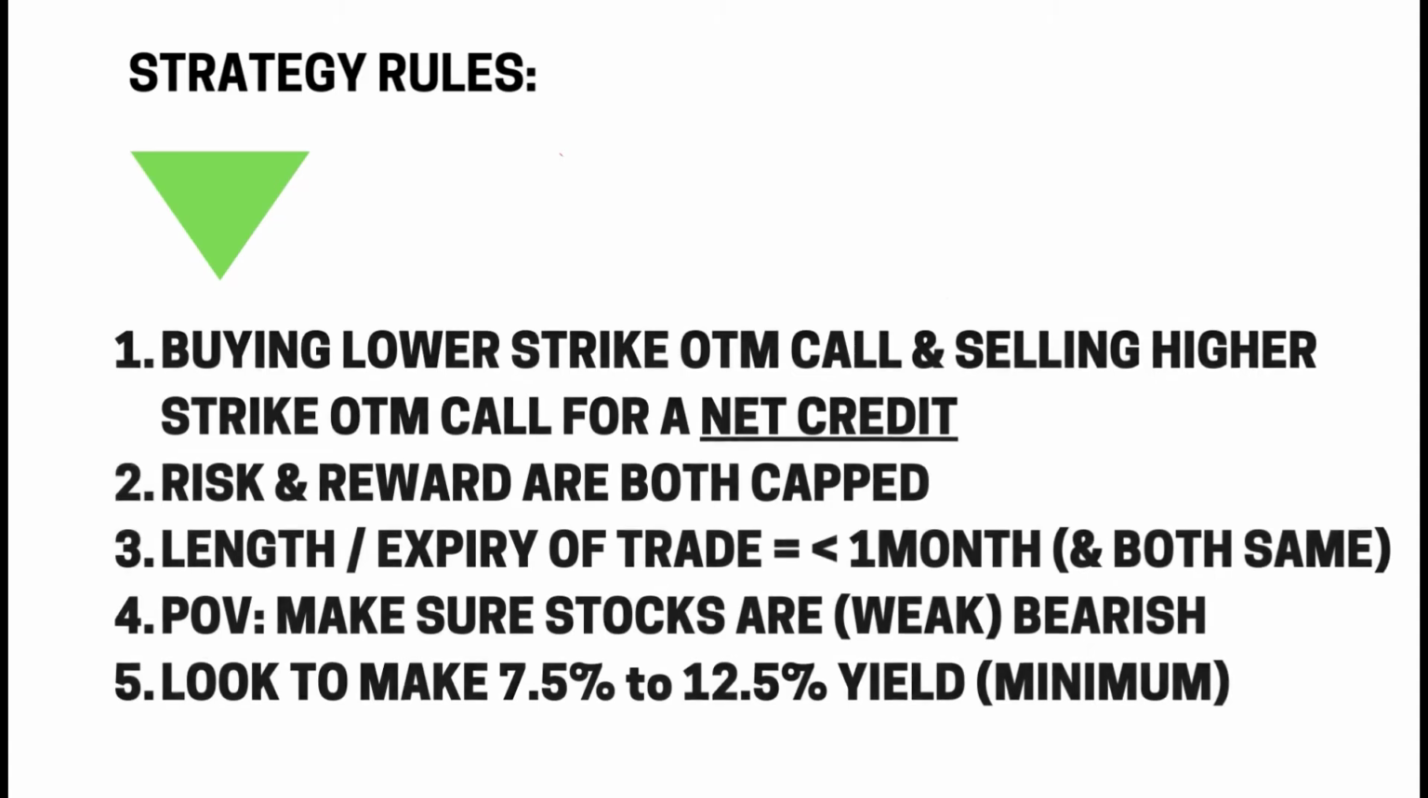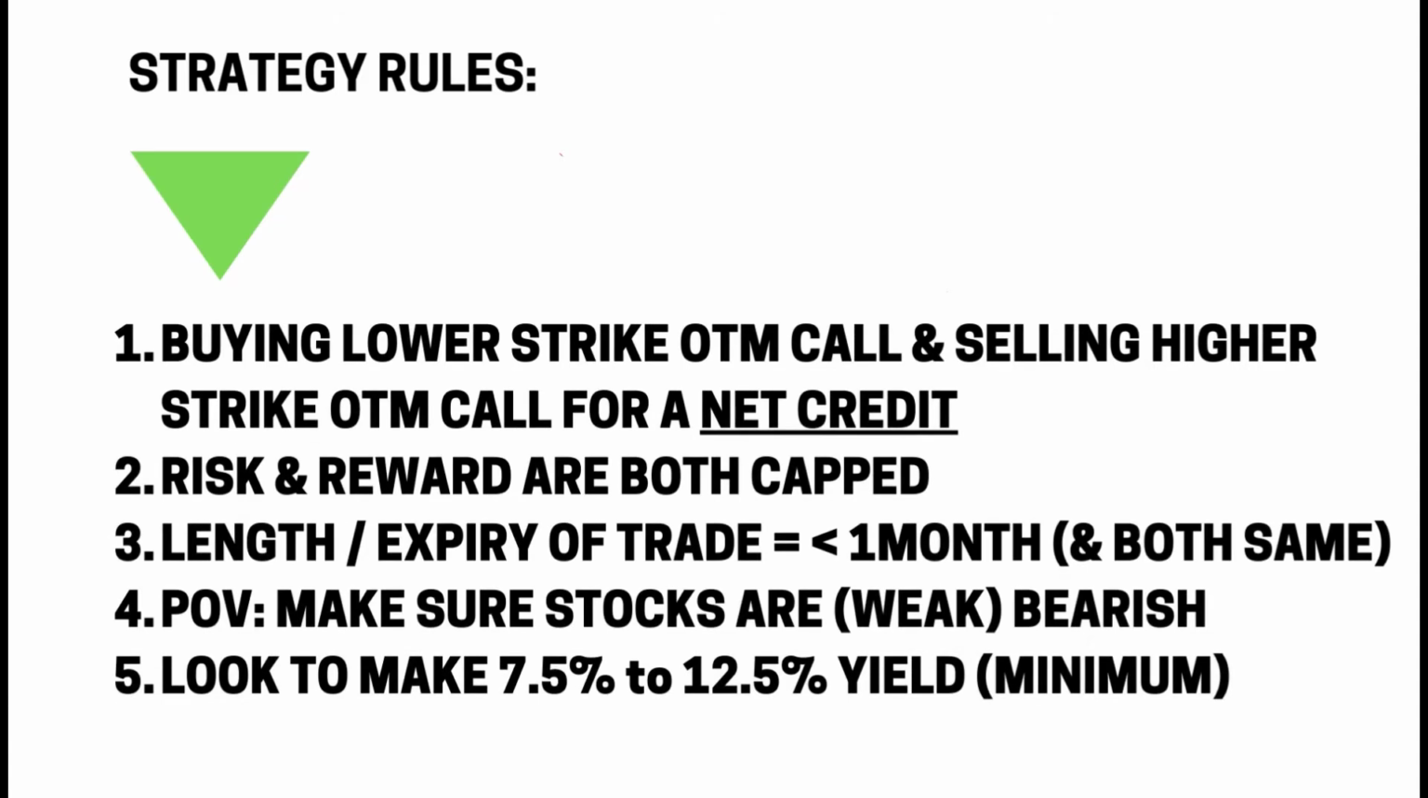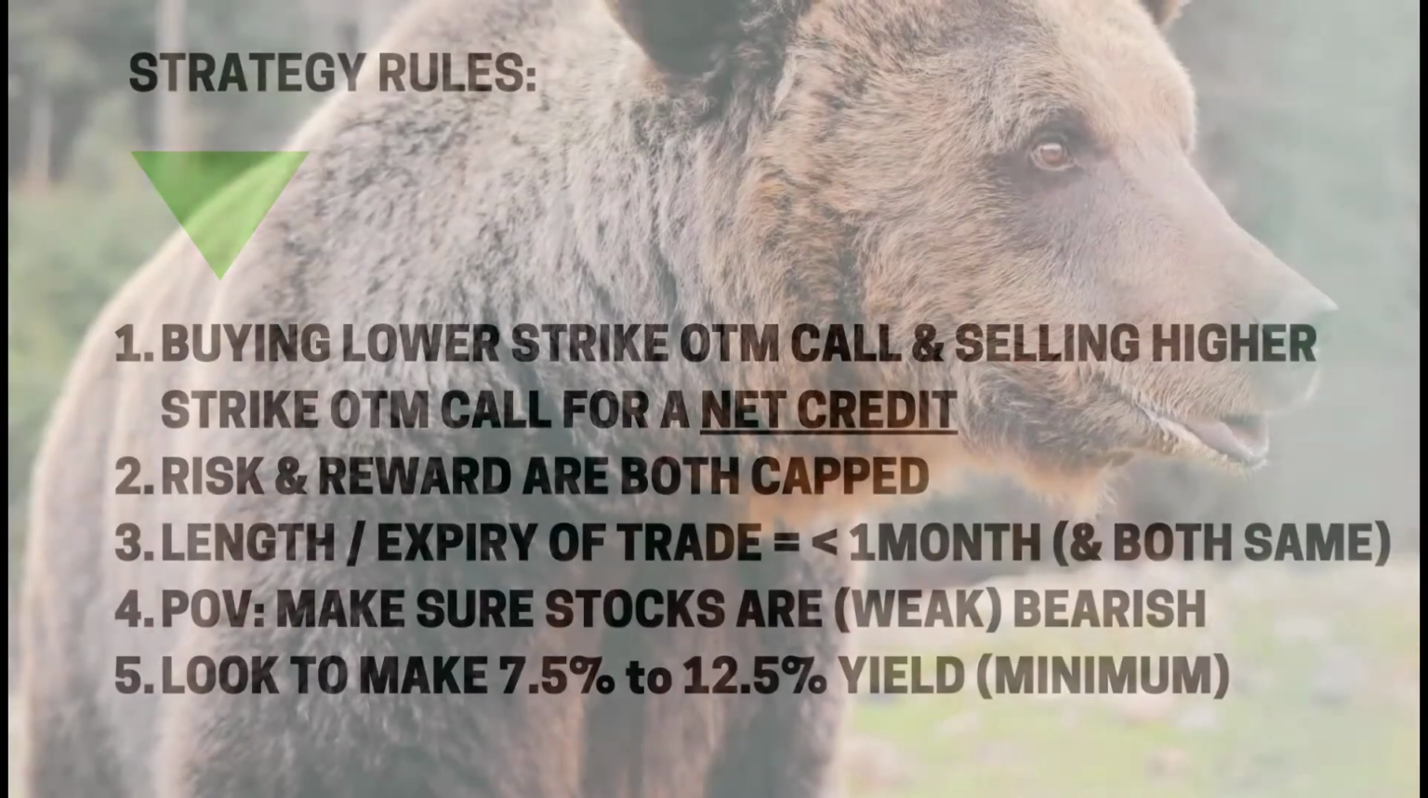So a quick summary of the rules then. Firstly, you remember you're buying the lower strike out the money call, selling the higher strike out the money call for a net credit. Both the up and the downside risks are both capped. The length of any expiry of the trade has to be less than 1 month due to costs of holding, and make sure both the expiries are the same. Your point of view of the trade is that the stocks you're looking at are weak or bearish, and you're looking to make 7.5% to 12.5% minimum yield on the trade.